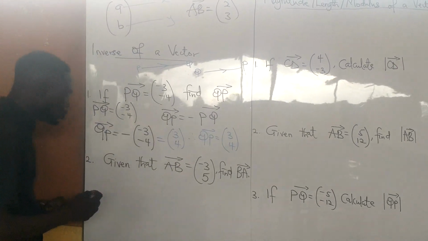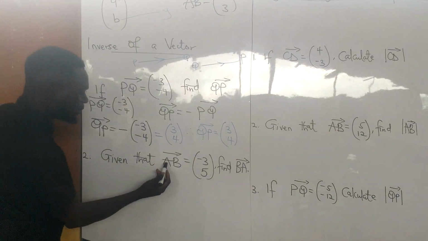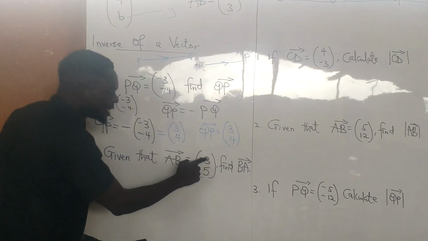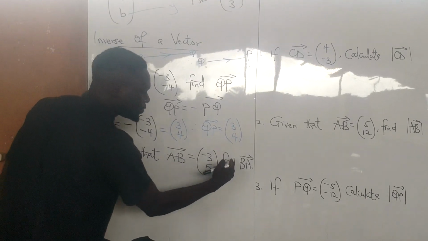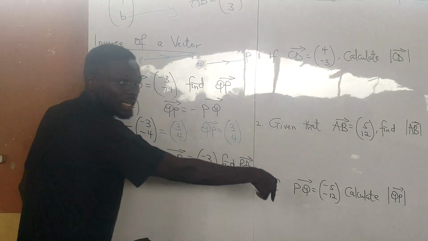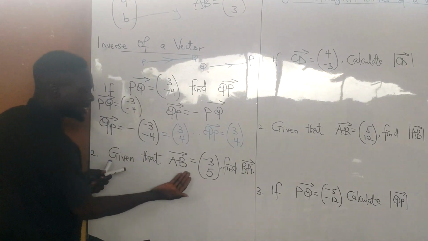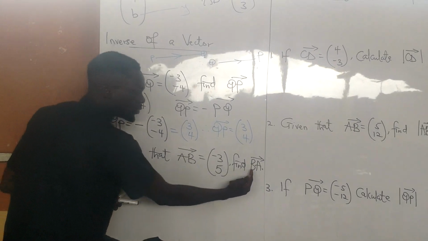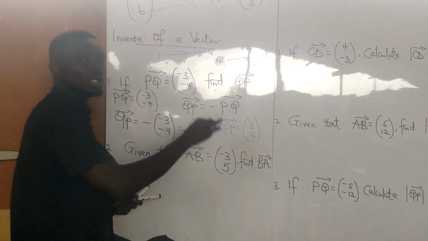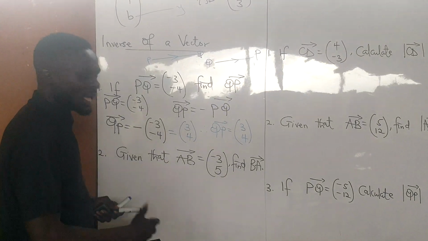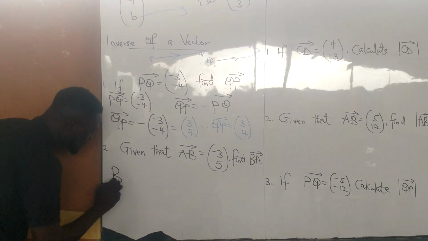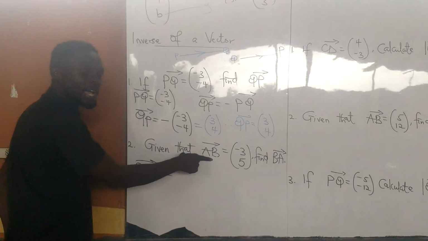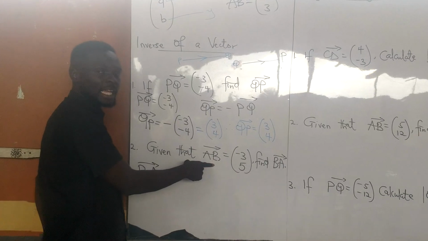So I have number 2. Given that the vector AB, so this time we are going from A to B, is (-3, 5), find vector BA. You notice that they've just turned the letters upside down. So AB, now to find BA, that should tell you that you have to calculate the inverse. To solve for the vector that has been given, which is BA, we are going to multiply the given vector, which is AB, by -1.